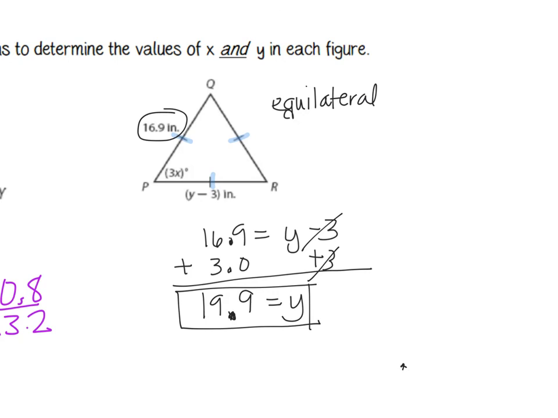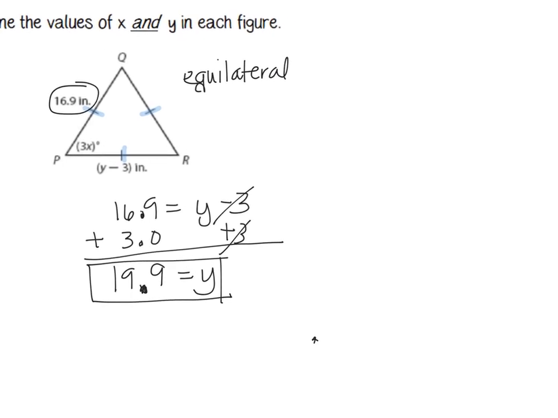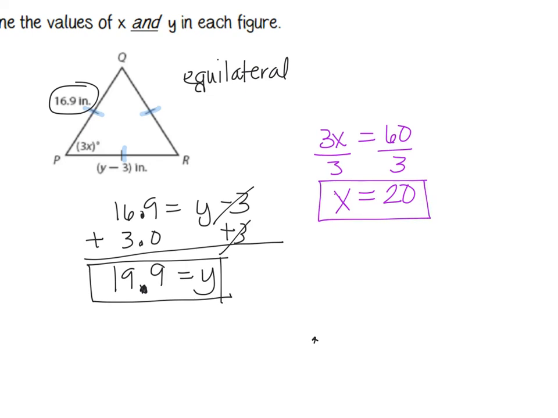Okay, so now I need to do the angles. And so that part we mentioned about each angle being 60 degrees, that's where that comes in here. So no matter what the side lengths are, in an equilateral triangle, the angles will always be 60 degrees. So I would have 3x equals 60. To isolate that variable, I would need to divide by 3, and I get x is equal to 20. And there I've solved for x and y.